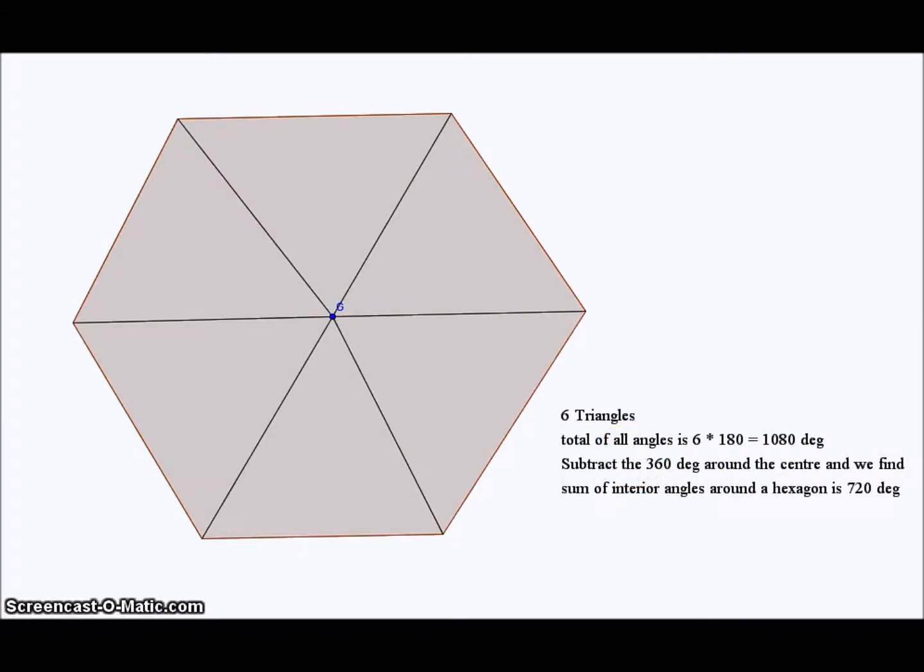So we know now that the total of all the 6 triangles is 6 times 180, or 1080 degrees. Subtract out the 360 degrees around the centre, and we find that the sum of the internal angles on any hexagon is 720 degrees. Perhaps we can use this method to develop a rule for working out the sum of the internal angles of any polygon.